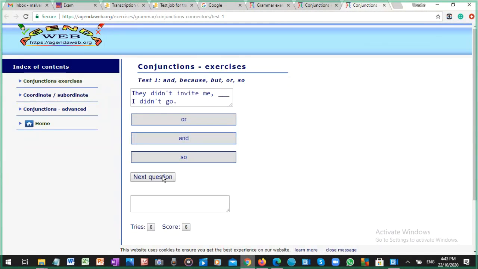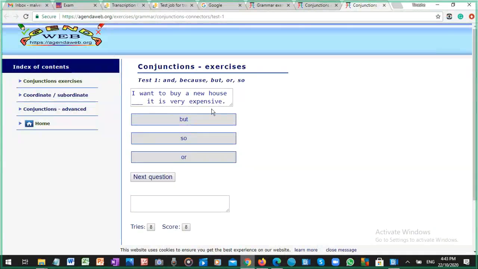The next one. They didn't invite me, dash, I didn't go. They didn't invite me, so I didn't go. Well done. We ate apples, lemons, dash, bananas. We ate apples, lemons, and bananas. Well done.